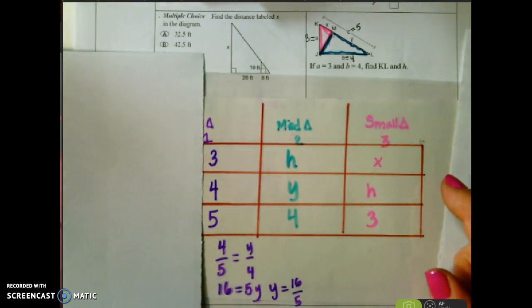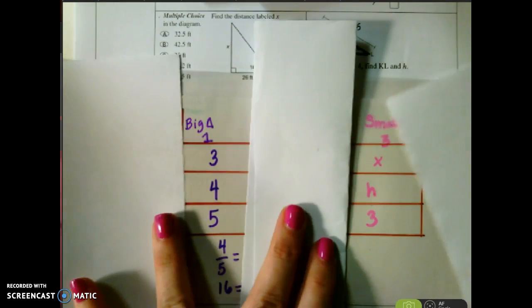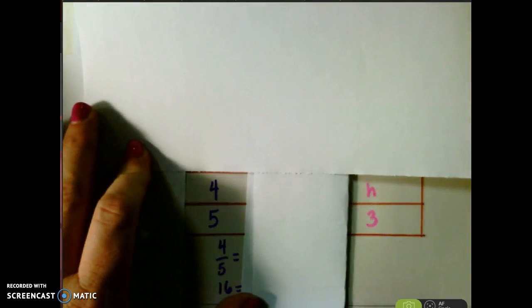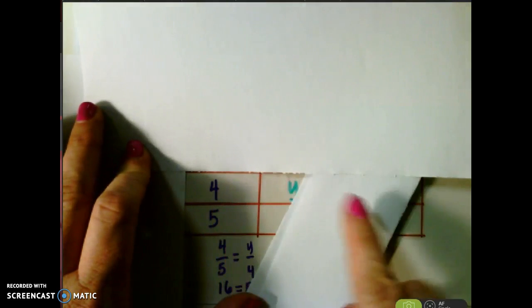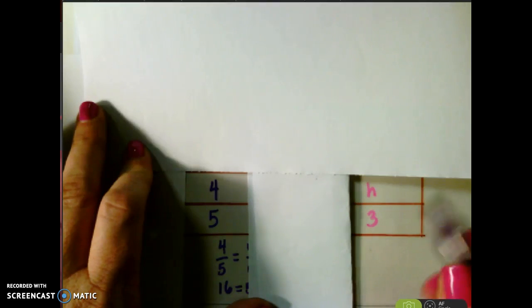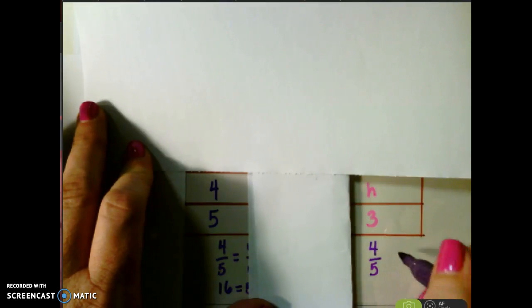So again, my H's are all over in these 2 columns. And I want you to notice that if I cover up this middle column here, and I cover this top row, I will have a proportion that has only h in it. So I have 4 and 5, and then I have h and 3. And so that's the proportion that I'm going to want to use. So I'm going to use that proportion, 4 over 5 equals h over 3.